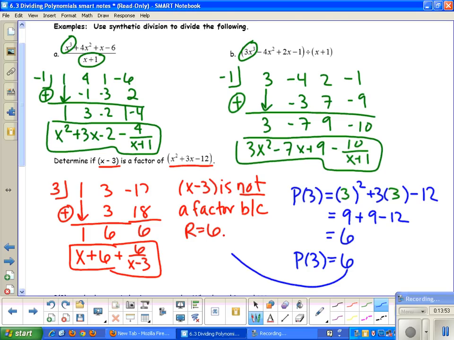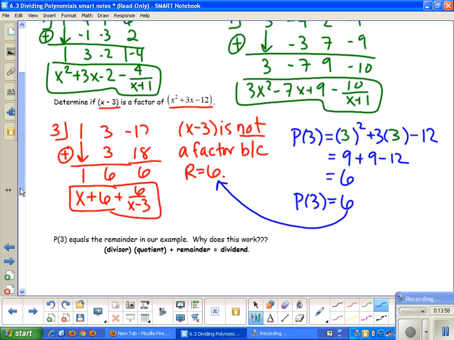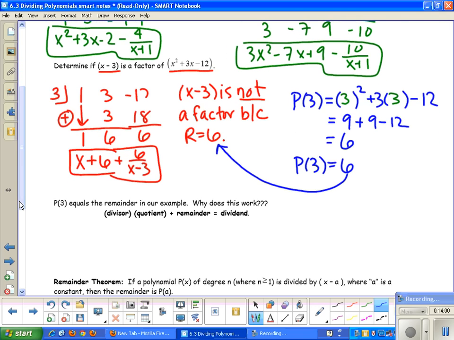Well, that's interesting, because wasn't that the remainder that I got? So the question is, why does that happen? p of 3 equals the remainder in our example. Why does this work? Remember that the divisor times the quotient plus the remainder equals your dividend, which you started out with. So in this case, just to show you, p of x would be equal to x minus 3 times x plus 6 plus my remainder, which is 6, because if I multiplied this out and added 6, it would give me my original polynomial that I started off with.